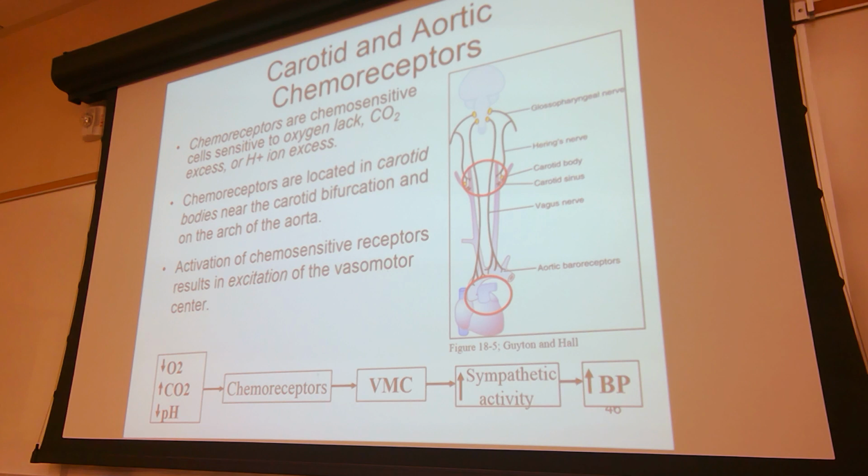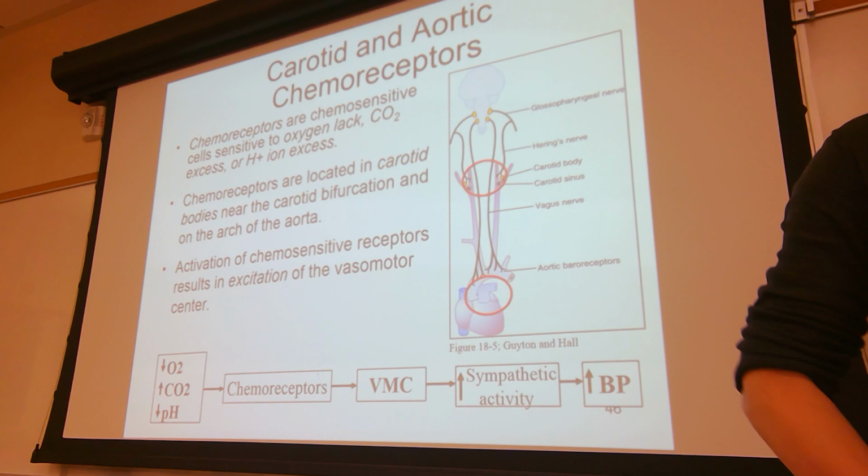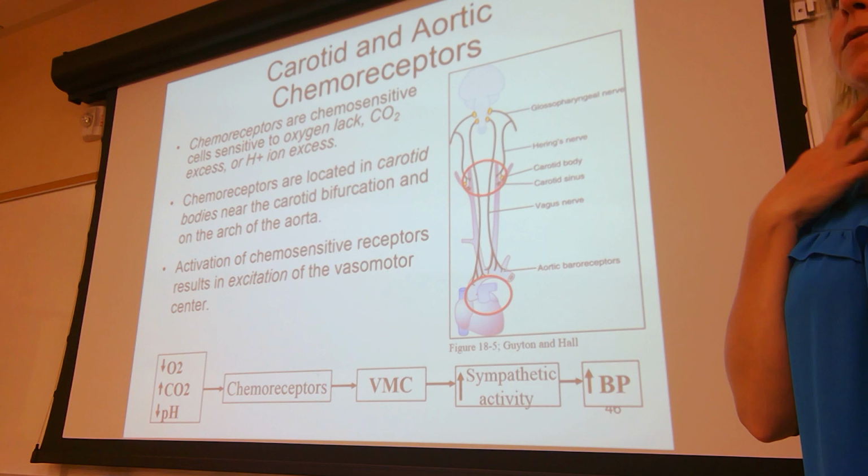I don't ask you a question on this, but I want you to know, in the same places where we have baroreceptors in the aortic arch and carotid sinus, we also have chemoreceptors.